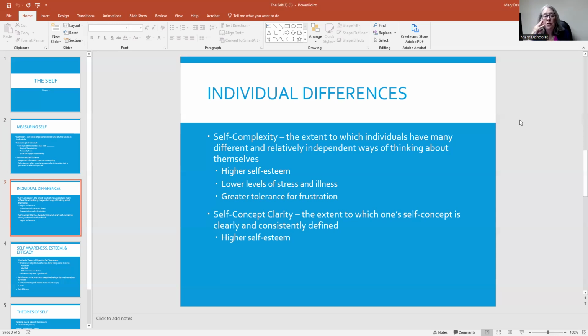And what the research shows is that the more complex your identity is, your self-concept, your self-schema is, usually the higher your self-esteem, the lower levels of stress and illness you have, and the greater tolerance you have for frustration. And to help make this clear, let's think about a hypothetical person. I'll just call her Nancy.